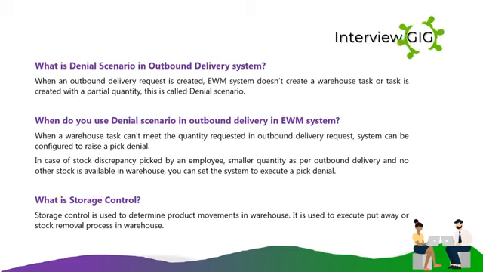What is denial scenario in outbound delivery system? When an outbound delivery request is created, the EWM system doesn't create a warehouse task, or a task is created with a partial quantity. This is called a denial scenario. When do you use denial scenario in outbound delivery in EWM system? When a warehouse task can't meet the quantity requested in the outbound delivery request, the system can be configured to raise a pick denial. In case of stock discrepancy, where an employee picked a smaller quantity than in the outbound delivery and no other stock is available in the warehouse, you can set the system to execute a pick denial.